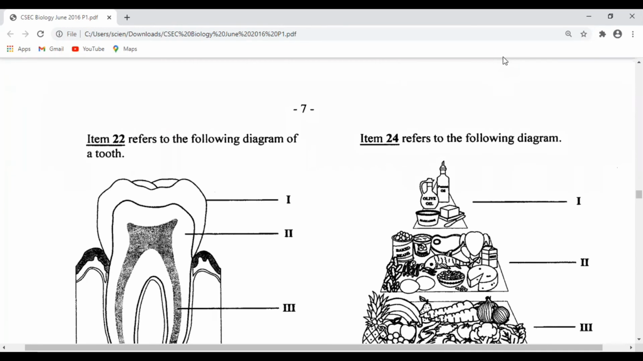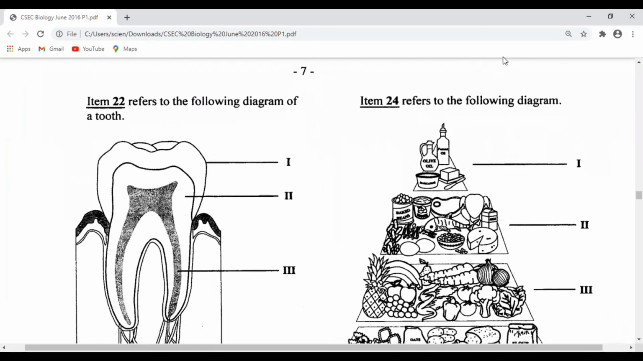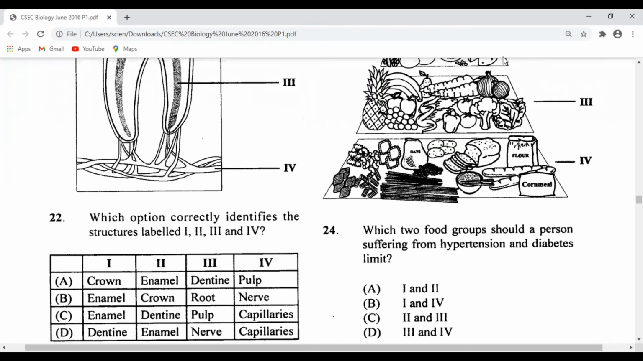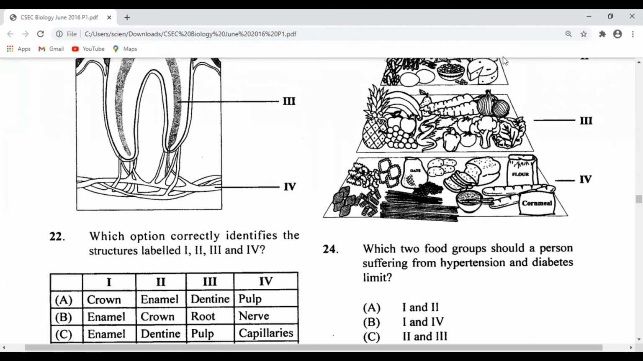22. Item 22 refers to the following diagram of a tooth. Which option correctly identifies the structures labeled 1, 2, 3, and 4? So let's just look back at the diagram.